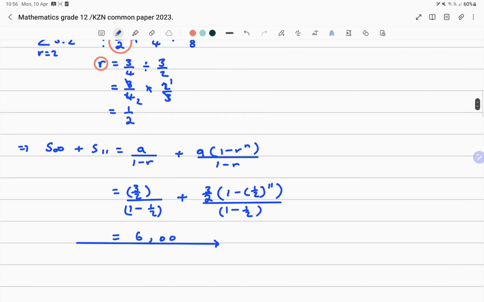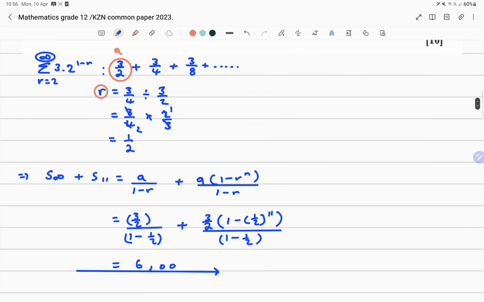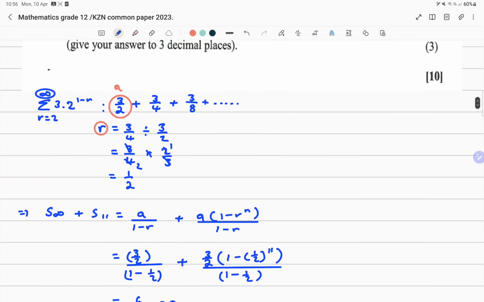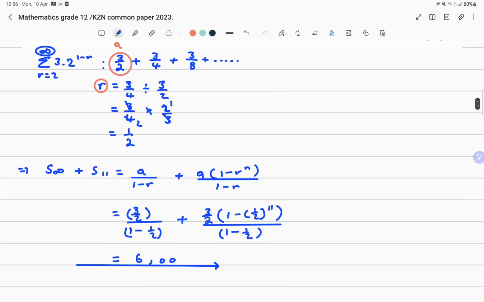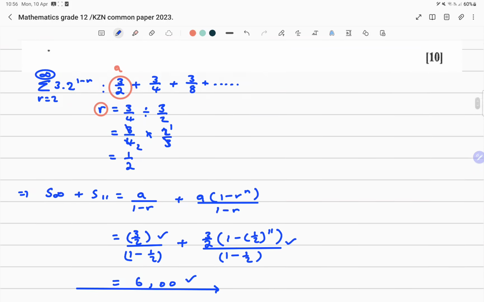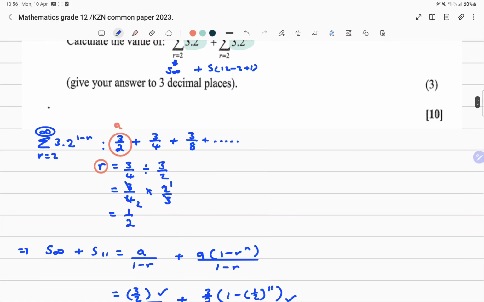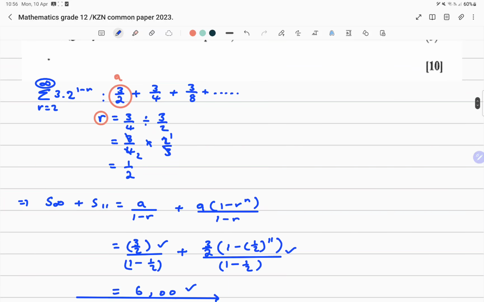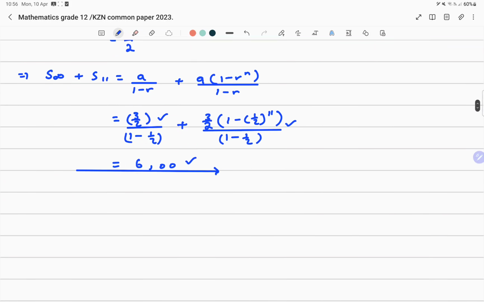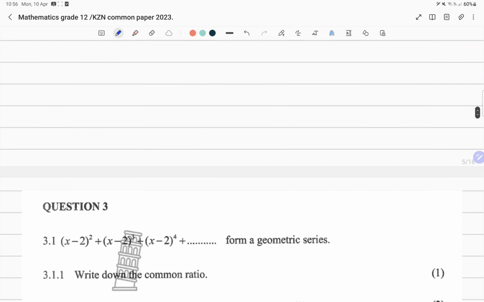So let's see. Where are these 3 marks then? Of course, this substitution is a mark, that substitution is a mark, and the answer. And then of course you had to do a bit of groundwork elsewhere, and you needed to show it as well so that no one says you copied.